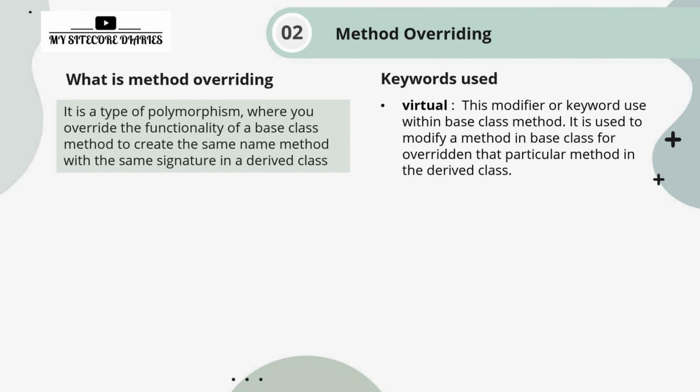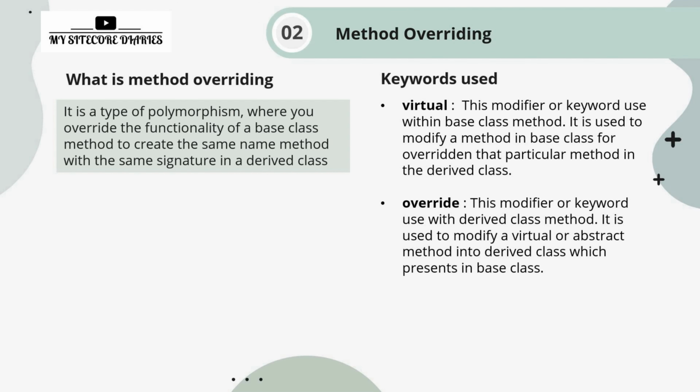So what are the keywords used? Virtual. This modifier or keyword is used within the base class method. It is used to modify a method in the base class so that the method can be overridden in the derived class. So if you want to override a method, you have to mark that method as virtual. Override. This modifier or keyword is used with the derived class method. It is used to modify a virtual or abstract method of the base class in the derived class. So in the base class you write virtual, whereas in the child class, if you are overriding that logic, you have to use the keyword override.